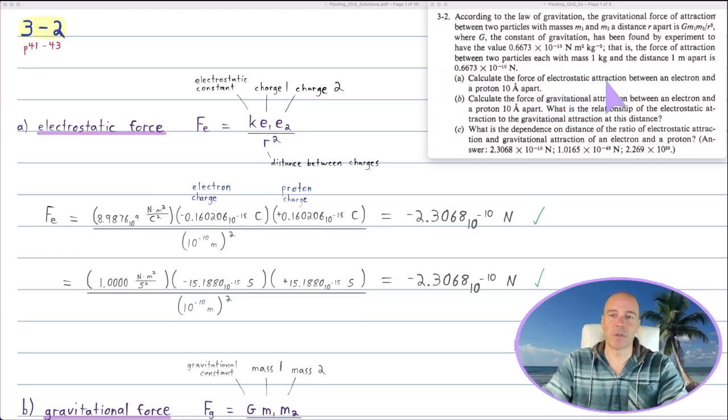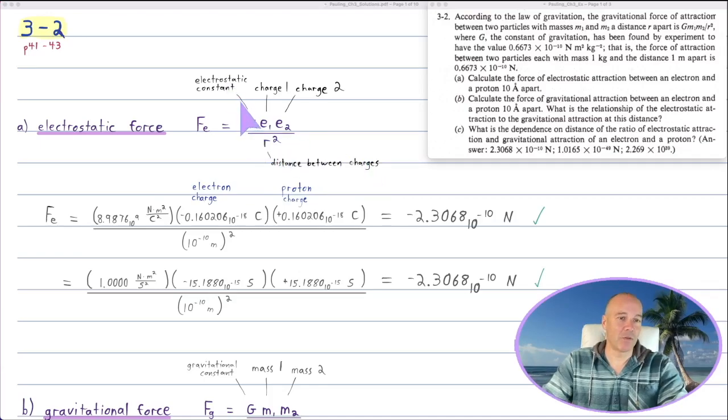Calculate the force of electrostatic attraction between an electron and a proton 10 angstroms apart. You'll need the equation for calculating the electrostatic force, and it looks basically identical to the equation for calculating the gravitational force. Here, the constant k is the electrostatic constant, q1 and q2 are the magnitudes of the two charges, and r squared is in the denominator. r is the distance between the charges.